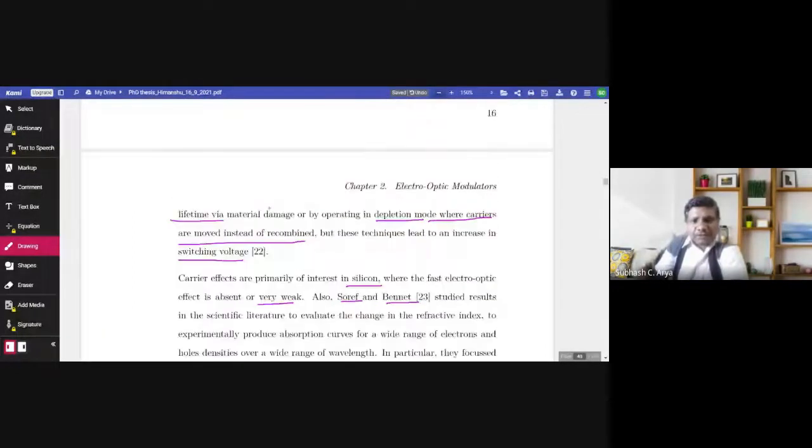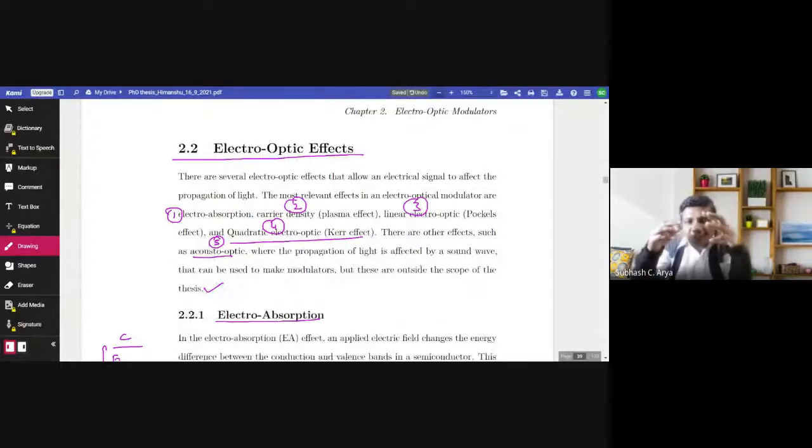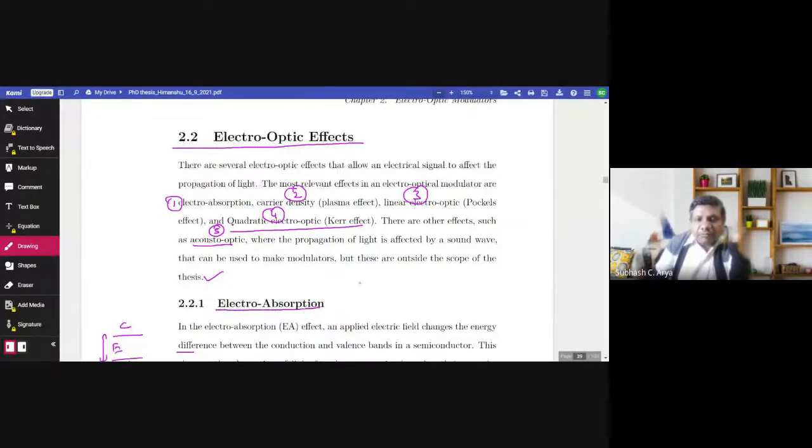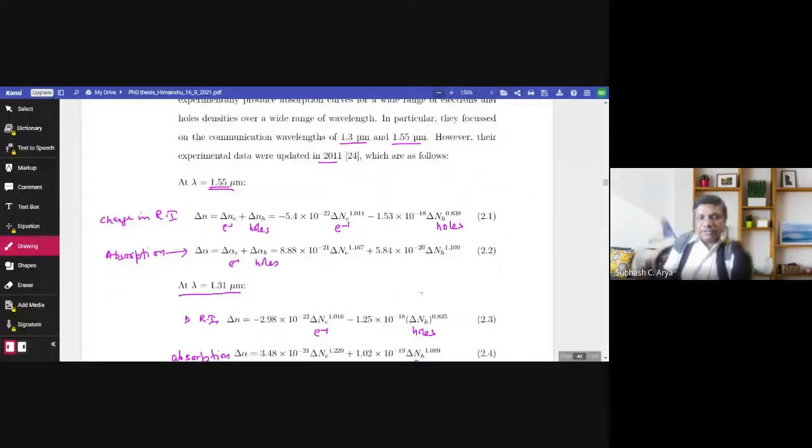As far as electro-optic effects are concerned, there are many phenomena. In electro absorption, if we vary the band gap, a particular light will be absorbed according to this change in the band gap. So this is the mechanism of electro absorption. Now coming to carrier density, which is popularly also known as the plasma dispersion effect.